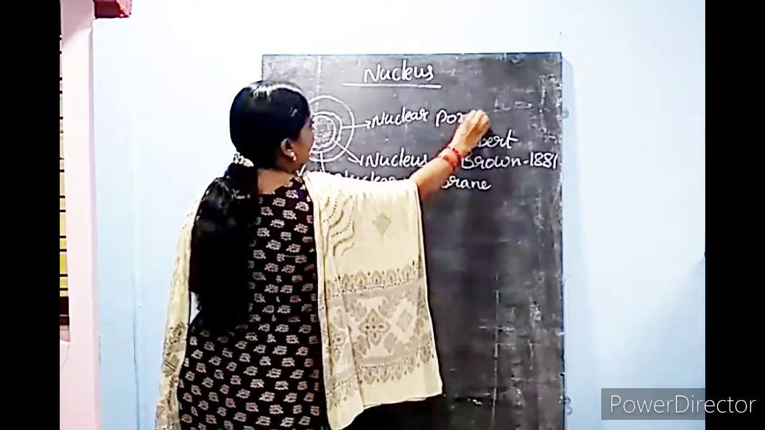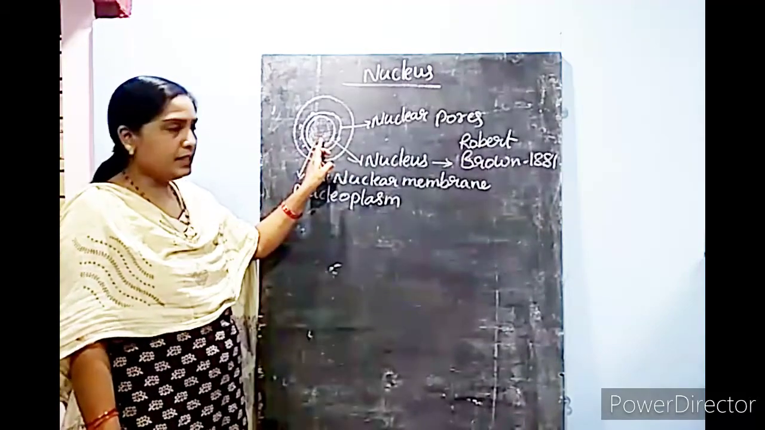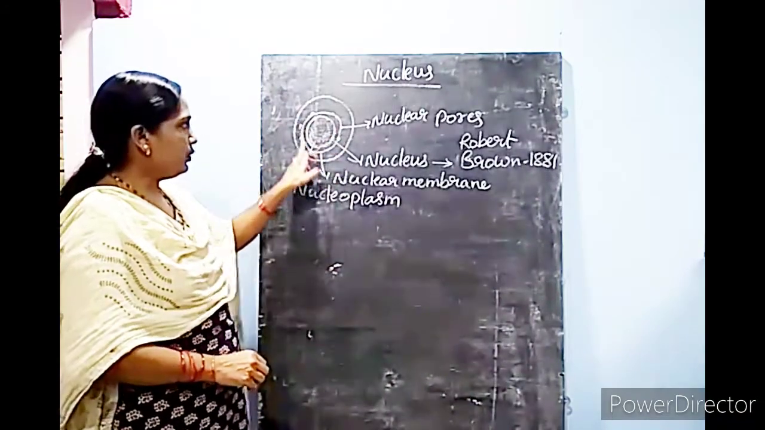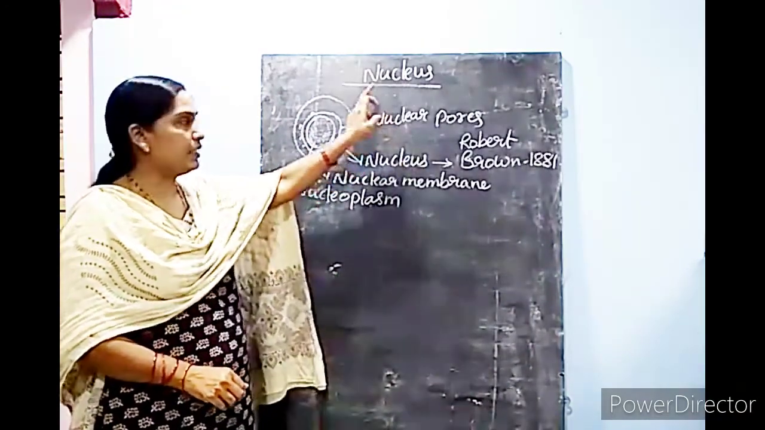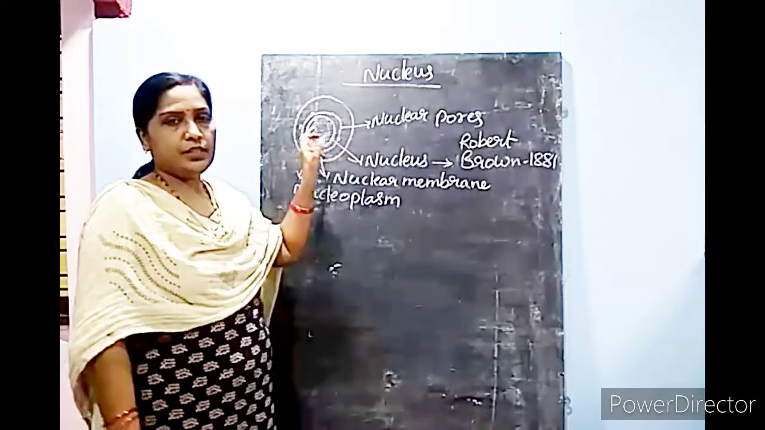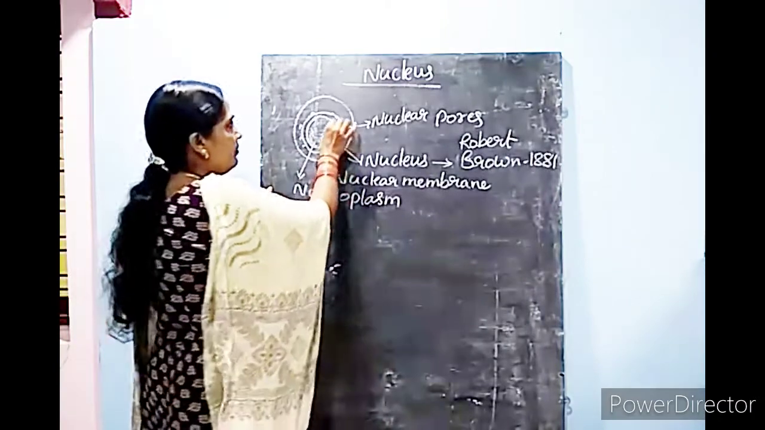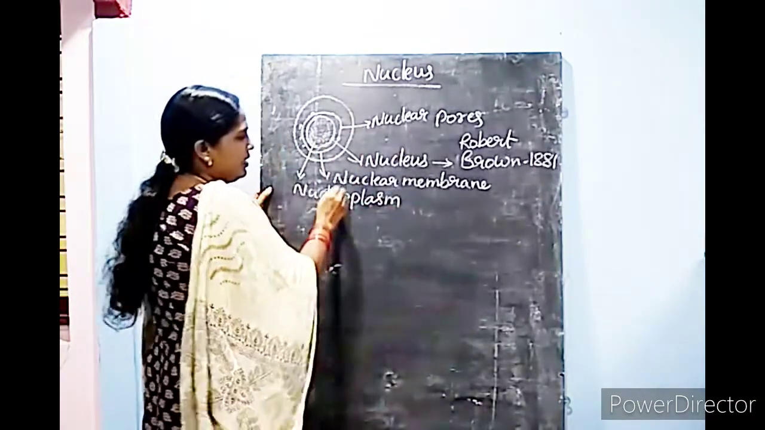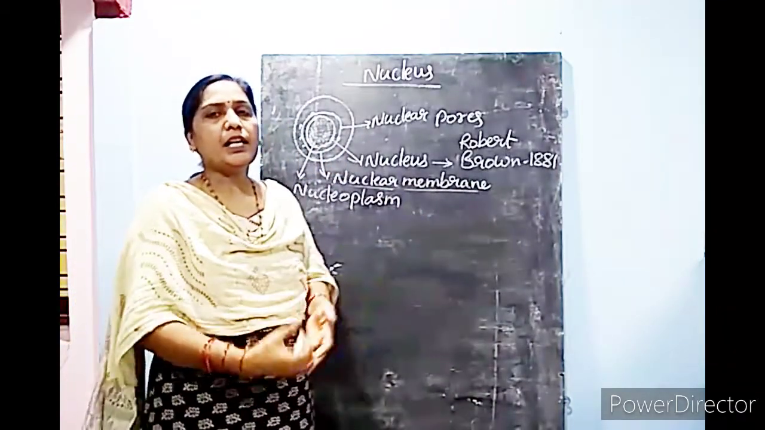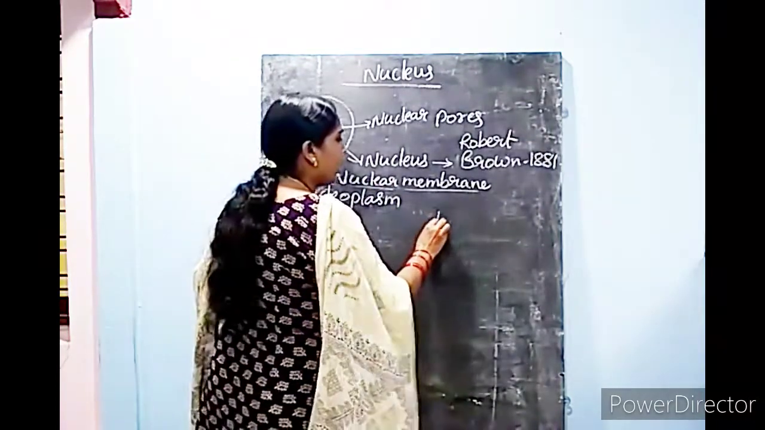Nuclear pores help to allow the materials to move from inside the nucleus to the cytoplasm. So through these nuclear pores, the nucleic materials from inside the nucleus can move towards the cytoplasm. All the organisms do not have a nuclear membrane. The organisms which have this nuclear membrane are known as eukaryotes.